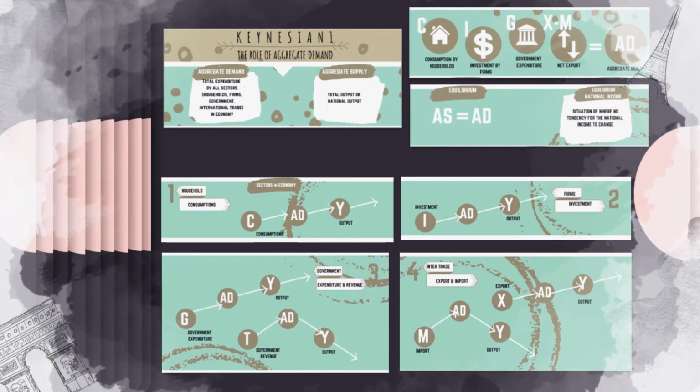The third one is government. Expenditure for government is expenditure and revenue. When government expenditure increases, the aggregate demand will increase and the output will increase. But for government revenue, when the government revenue increases, the aggregate demand will decrease and the output will decrease. The last one is international trade. There are 2 activities in international trade, which is export and import. When export increases, the aggregate demand will increase and the output will increase too. While for import, when import increases, the aggregate demand will decrease and the output will decrease.